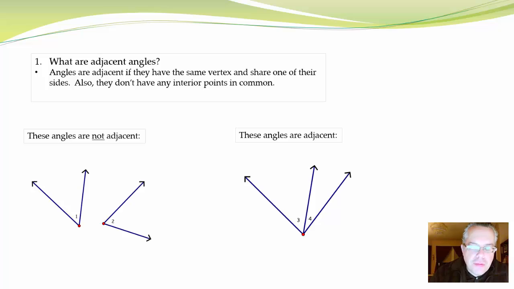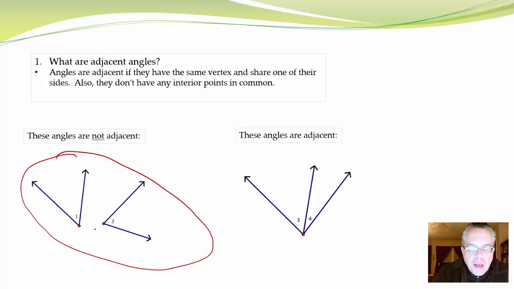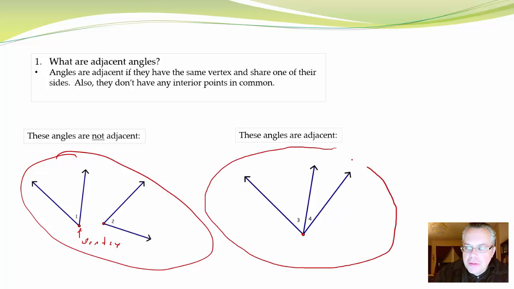So take a look down here. These angles below, right here, those are not adjacent. They don't have the same vertex. Remember, the corner of the angle is called the vertex. They don't have the same vertex and they don't share the same side. However, these angles on my right, this is an example of adjacent angles.